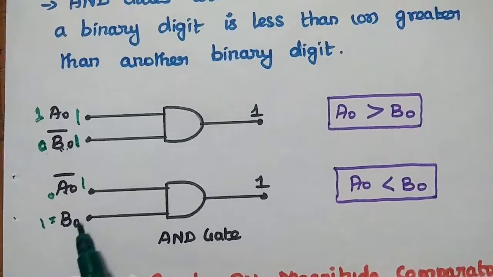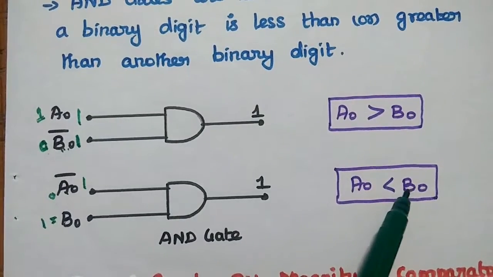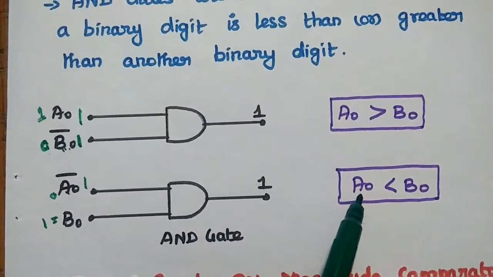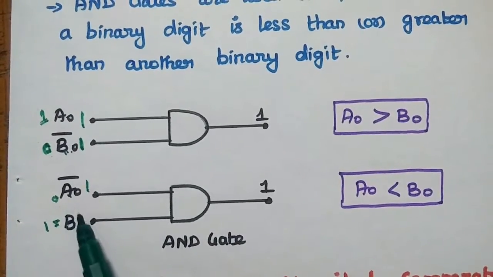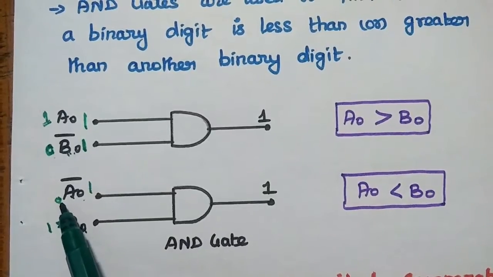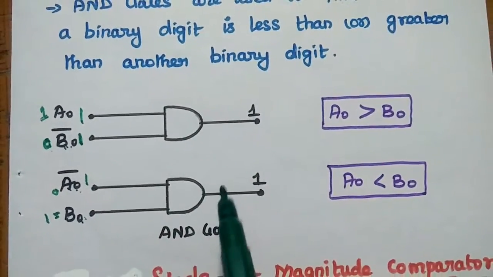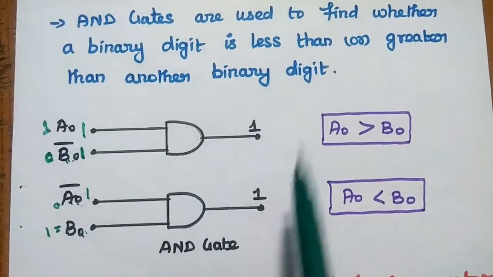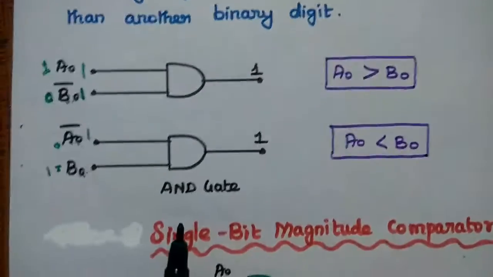For this combination, if the output is 1, then B naught is greater than A naught, or A naught is less than B naught. So here consider B naught value is 1, A naught value is 0. So A naught bar is 1. So 1 into 1, 1. So this is the operation of the greater than and less than bits.